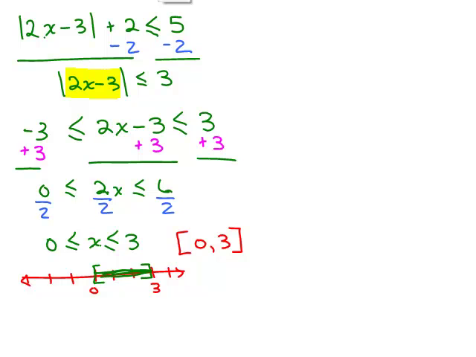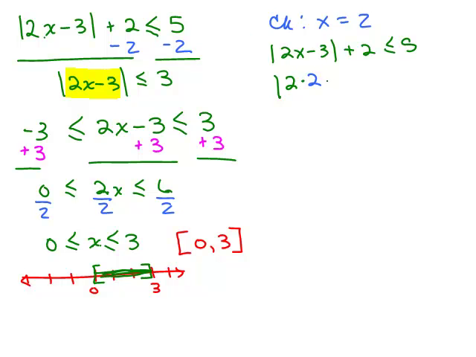And let's see, how about we check putting in 2 for x and see if it works? So here's our original problem. 2x minus 3 is in the absolute value, plus 2 is less than or equal to 5, and we're just going to plug in 2 for x. And the question is, is this going to be a true statement? Inside the absolute value sign, we've got 4 minus 3, because we have to do 2 times 2. 4 minus 3 is 1.